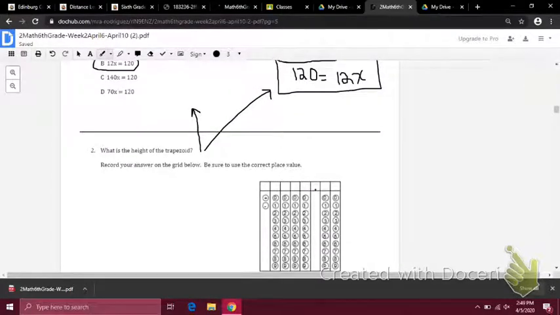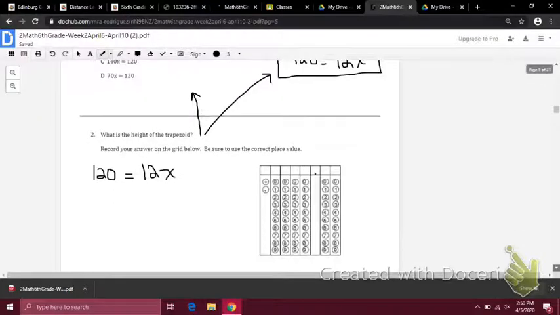We're going to use 120 equals 12x. Okay, so that equation is going to help us figure out the value of the height. Now what we're going to do is solve it.